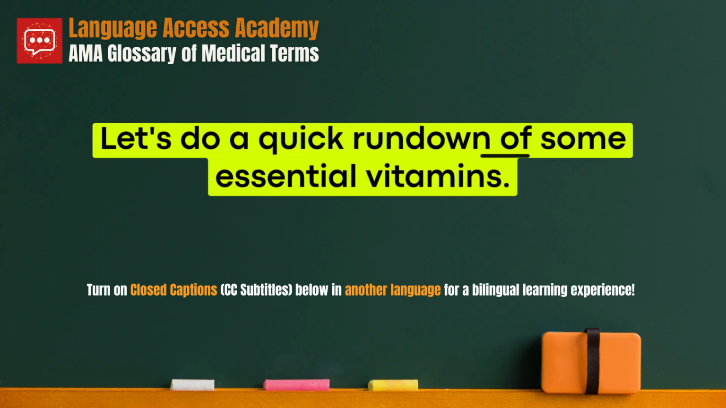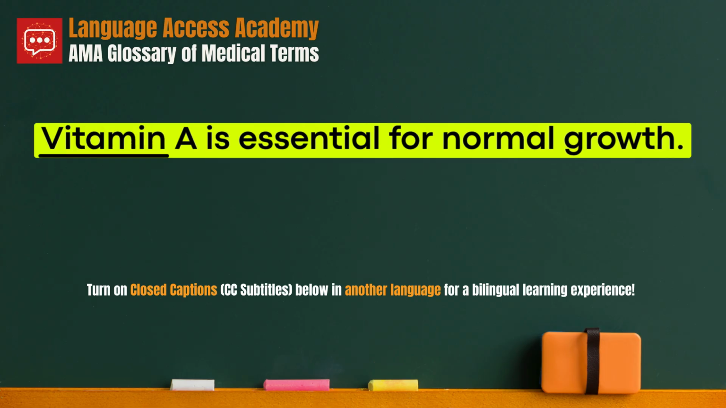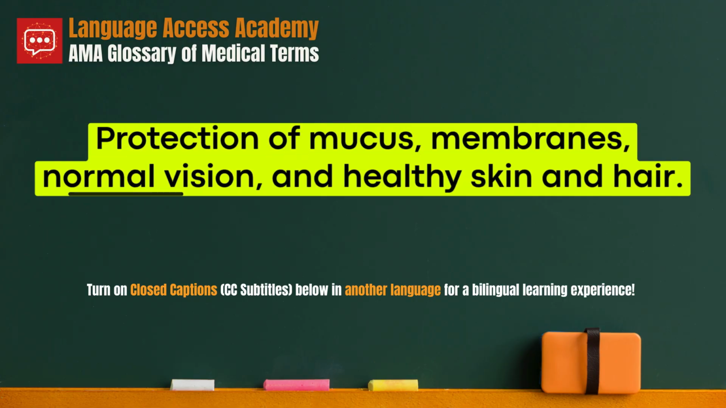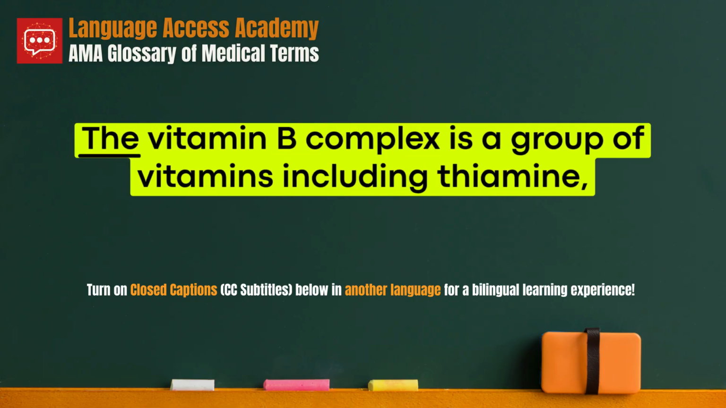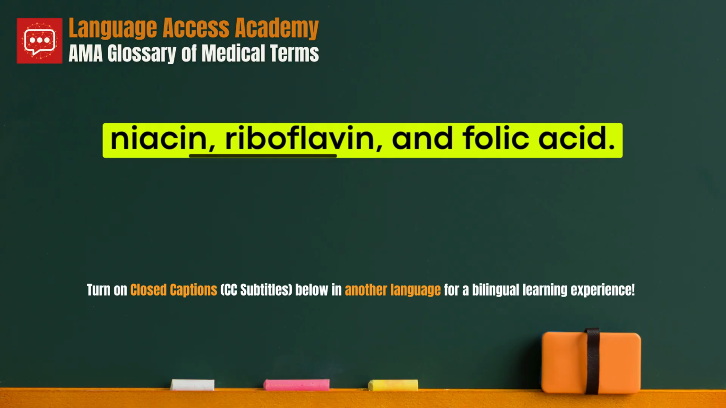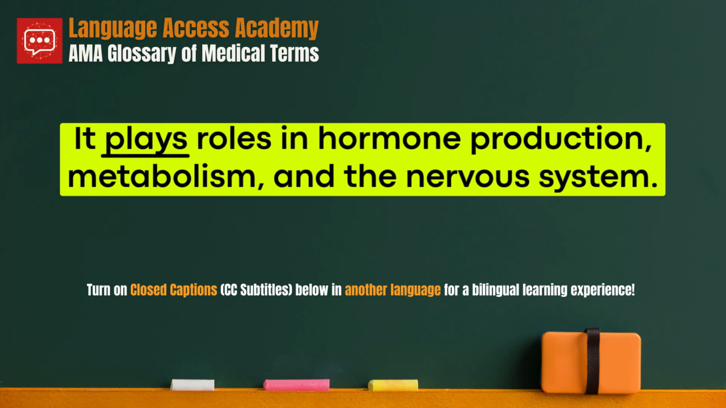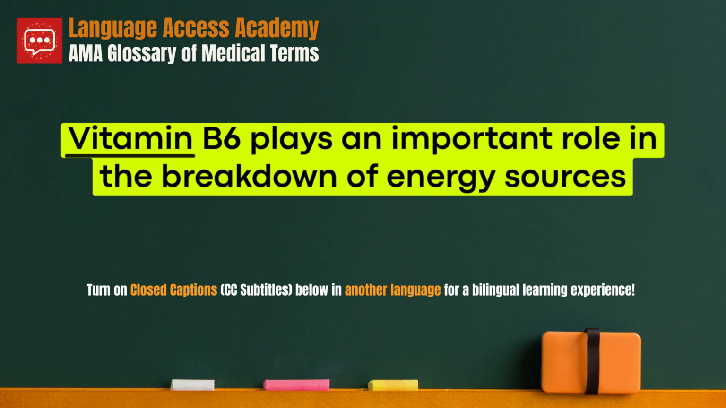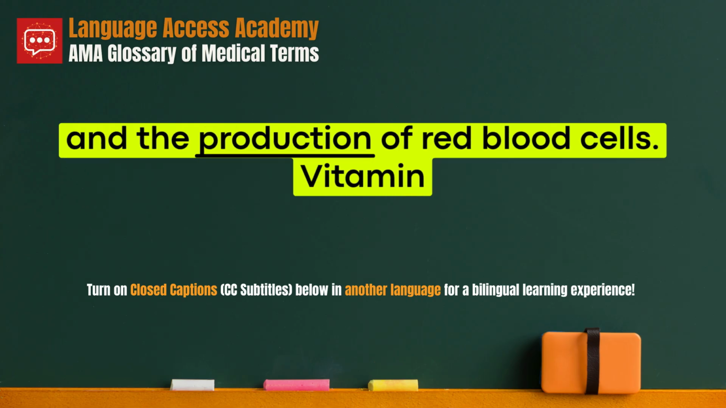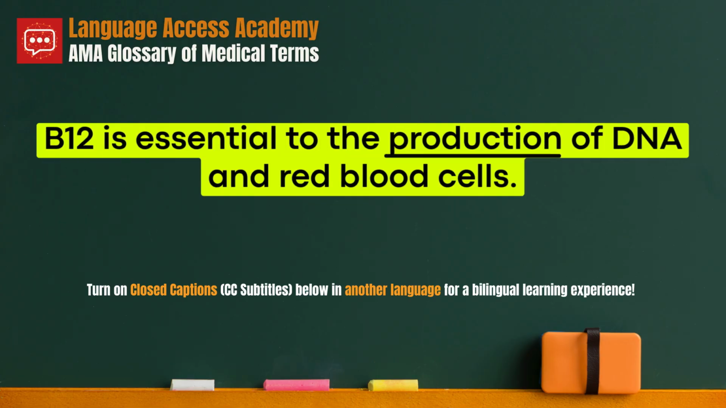Let's do a quick rundown of some essential vitamins. Vitamin A is essential for normal growth, protection of mucous membranes, normal vision, and healthy skin and hair. The vitamin B complex is a group of vitamins including thiamine, niacin, riboflavin, and folic acid. It plays roles in hormone production, metabolism, and the nervous system. Vitamin B6 plays an important role in the breakdown of energy sources and the production of red blood cells. Vitamin B12 is essential to the production of DNA and red blood cells.